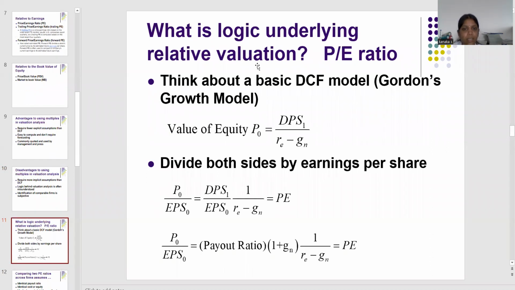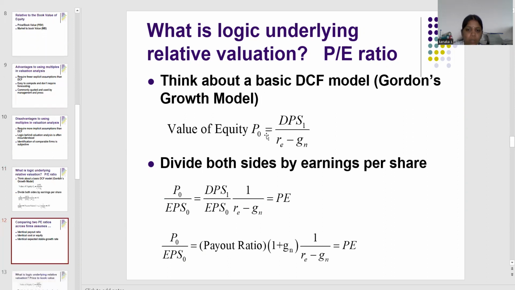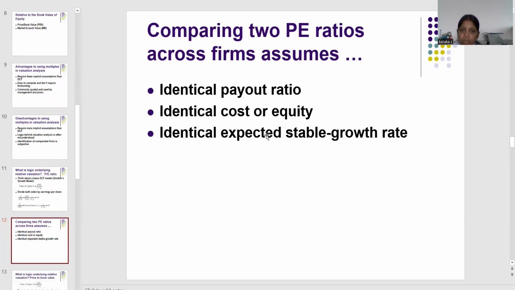What is the logic underlying relative valuation? That means the PE ratio. Thinking about your basic DCF model, the Gordon growth model, the value of equity P0 equals DPS1 divided by (re minus gn). Divide both sides by earnings per share: P0 divided by EPS0 equals DPS1 divided by EPS0 times 1 divided by (re minus gn), which equals PE. So P0 divided by EPS0 equals payout ratio times (1 plus gn) times 1 divided by (re minus gn), equals PE.